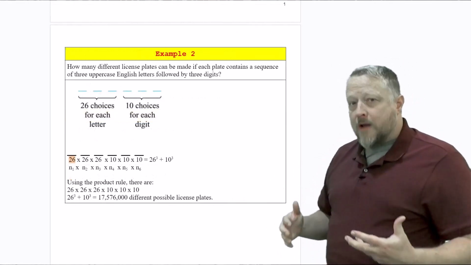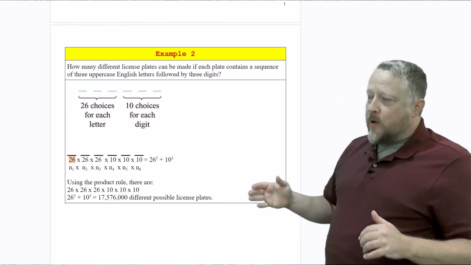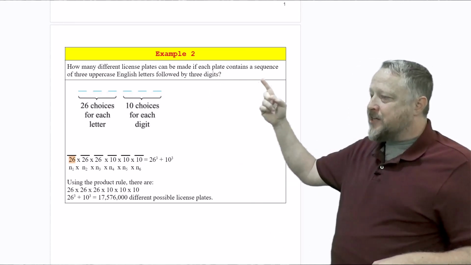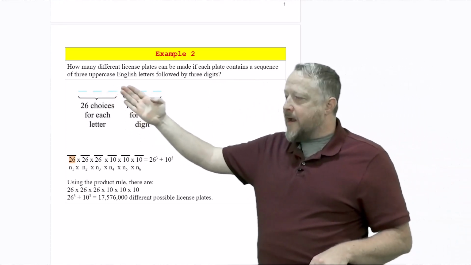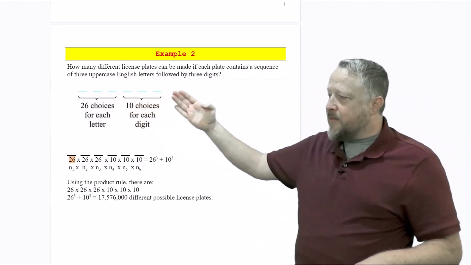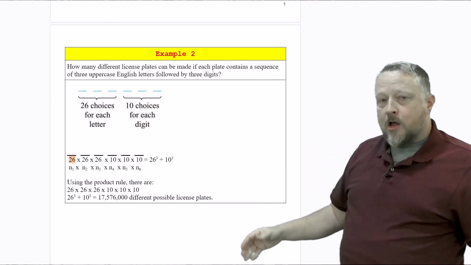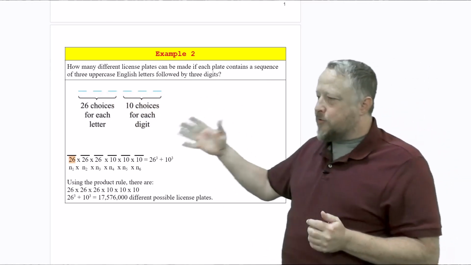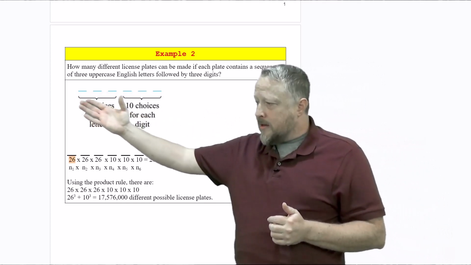And here's one that does a mix. How many different license plates can be made, each plate containing a sequence of 3 uppercase English letters followed by 3 digits? I'm a visual person, so I'm trying to visualize this. This is going to be a total length of 6.